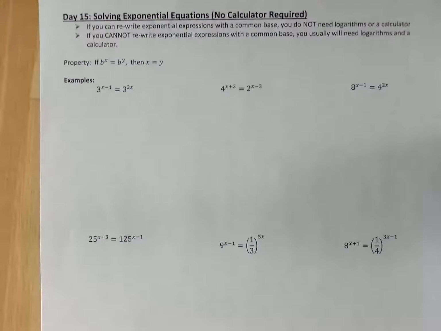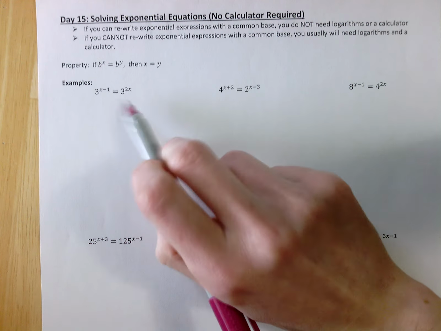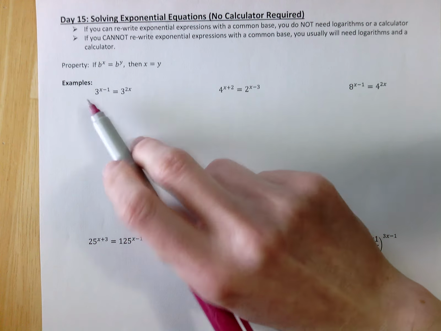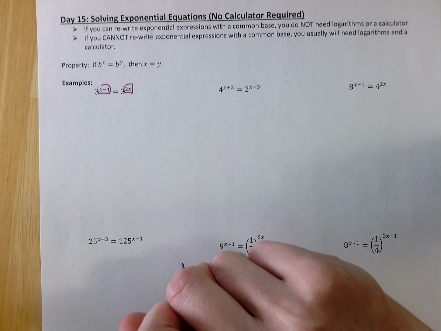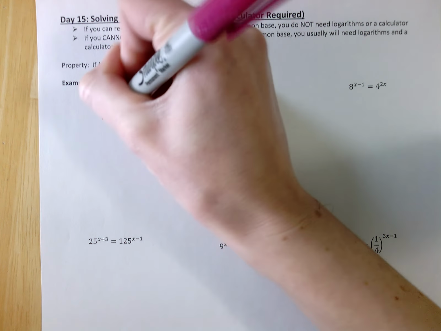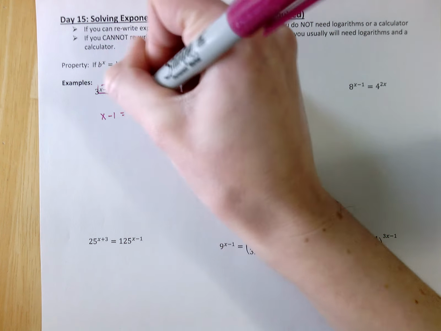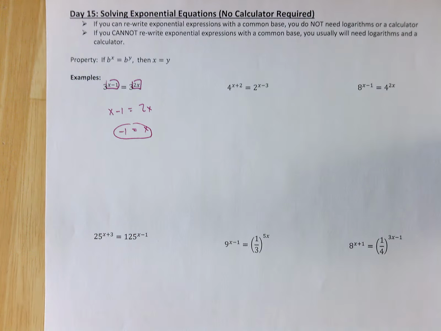Okay, so what we're going to do is using that property here, because these have the same base, I know that this has to equal this. Those exponents have to be equal to each other. Okay, so x minus 1 has to equal 2x. And then we have a little baby solve that you know how to do, right? Subtract the x from both sides, you're done. And there we go.